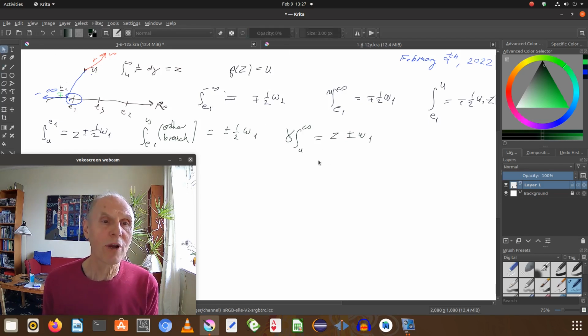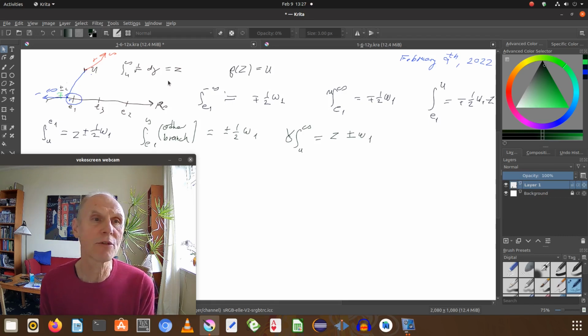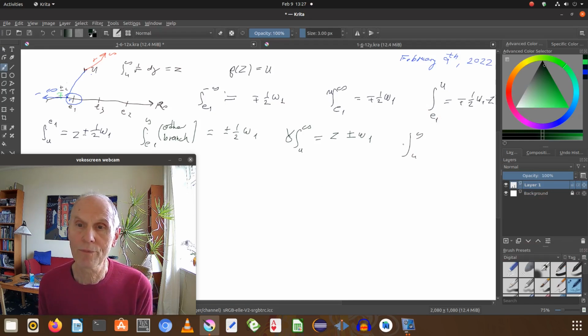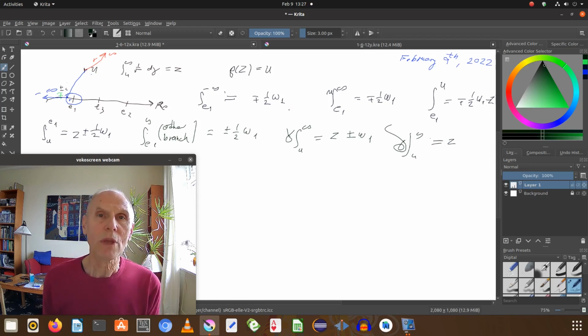As far as I remember, I claimed that it would change sign on z, and from this calculation, if I'm right, it actually adds omega 1 to it. And going twice around, then we come to the original branch, so there the integral going twice around will give the original z value again. So we have to do it very explicitly in order to find out what happens.